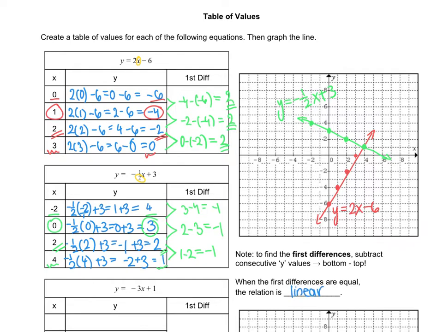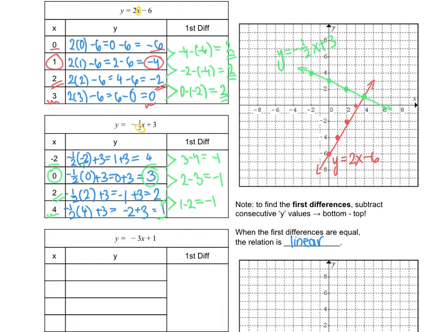So I can give you some random table of values that is completed, and I can ask you, is this linear or non-linear? And if you just do your first differences, bottom minus top, if all the numbers are the same, it's linear. If there's something that's different in there, it is non-linear.